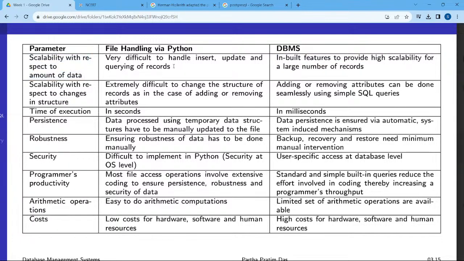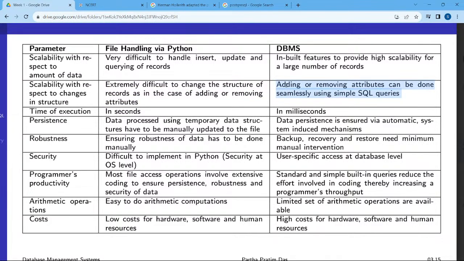In Python, it is very difficult to handle insert, update, and query for large data, whereas it is comparatively easy in DBMS. When it comes to structure, the word they use is a superlative term: extremely difficult to change the structure of a record, as in the case of adding or removing attributes. Adding or removing attributes can seem simple.